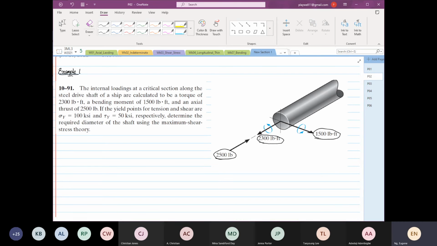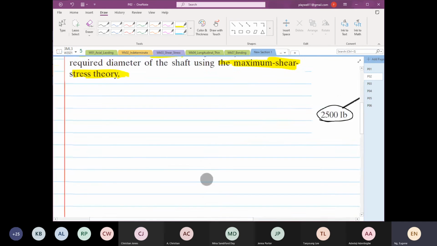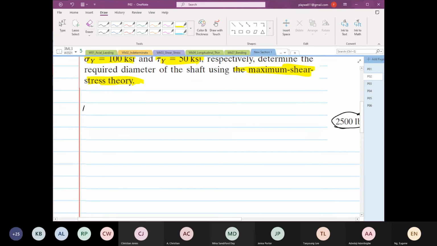Now, given the yield point is 100 ksi, and you have a yield in shear of 400 ksi, determine the required diameter of the shaft using the maximum shear stress criteria. So now it comes to your mind, maximum shear stress. Now you know it is what? Tresca, right? Because it declared maximum shear stress. So you know that. So we're going to apply Tresca criteria.